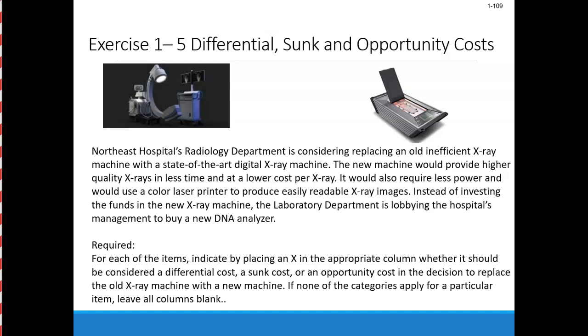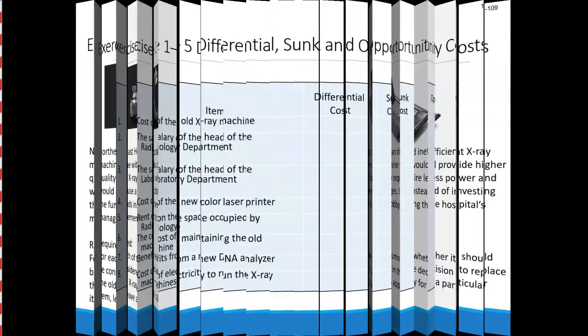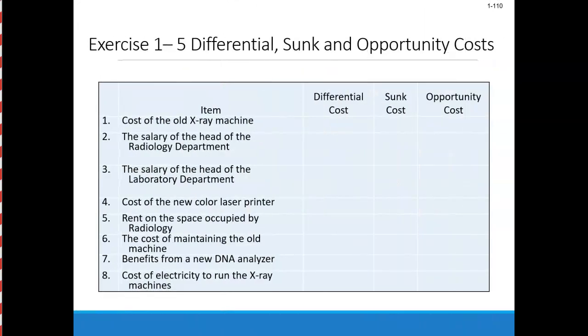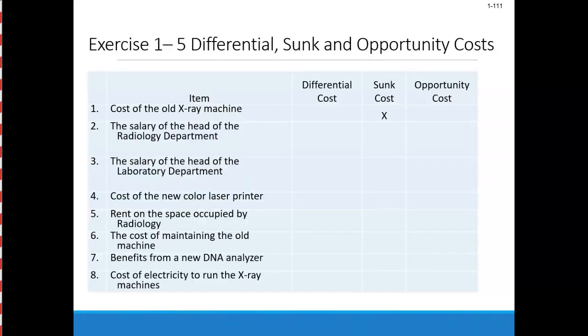Instead of investing the funds in the new x-ray machine, the laboratory department is lobbying the hospital's management to buy a new DNA analyzer. For each of these items, indicate by placing an X in the appropriate column whether it should be considered as a differential cost, a sunk cost, or an opportunity cost in the decision to replace the old x-ray machine. So, the cost of the old x-ray machine has already happened.